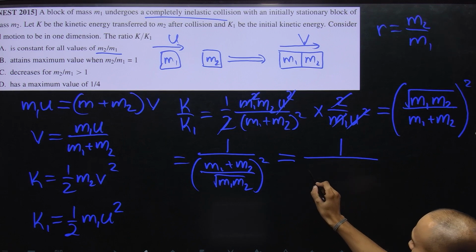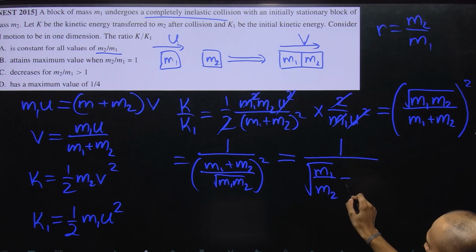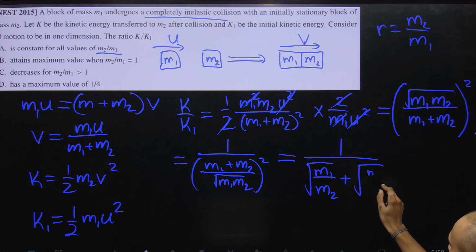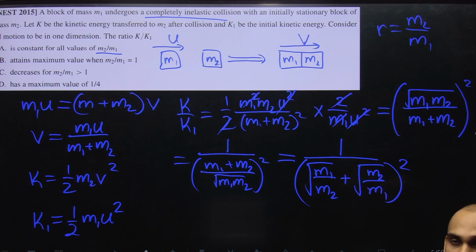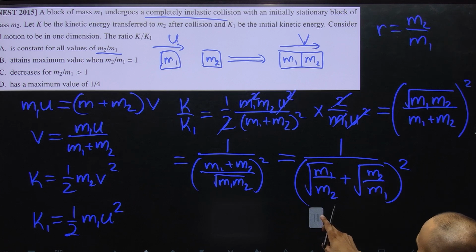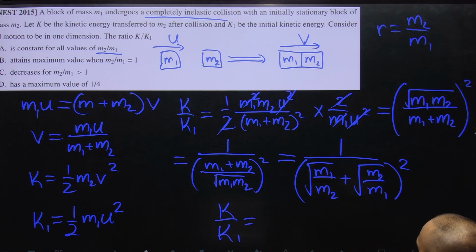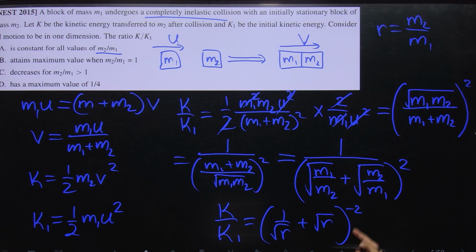So we have under root of m1 upon m2 plus m2 upon root m1 upon m2. Again, we'll have m2 in the numerator upon m1, and the whole square completes. So we are basically getting the ratio of kinetic energies K upon K1 as, R was m2 by m1, so 1 upon root R plus root R whole raised to minus 2, since we are taking this in the denominator. So this is the ratio required in terms of m2 upon m1.